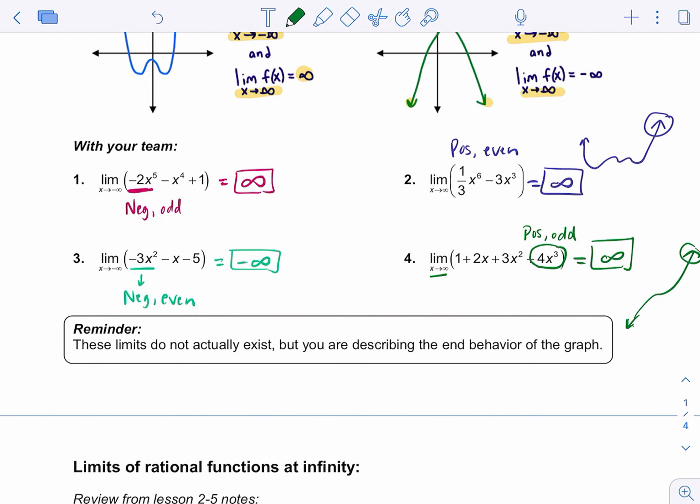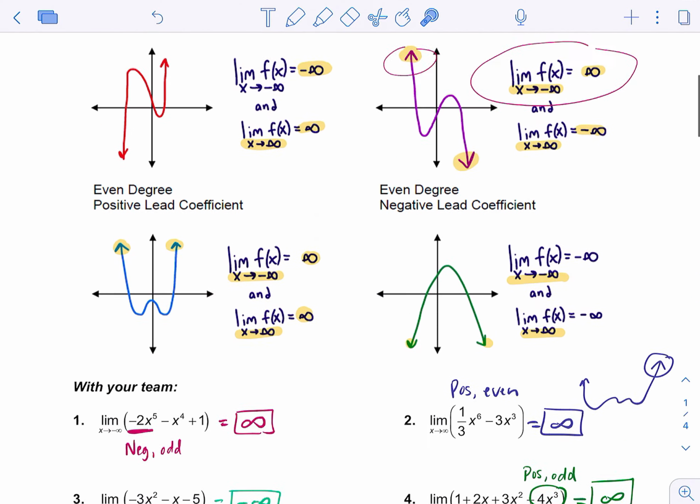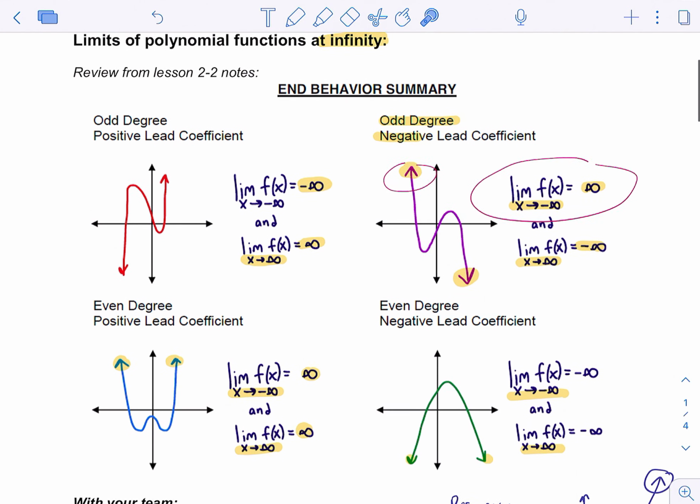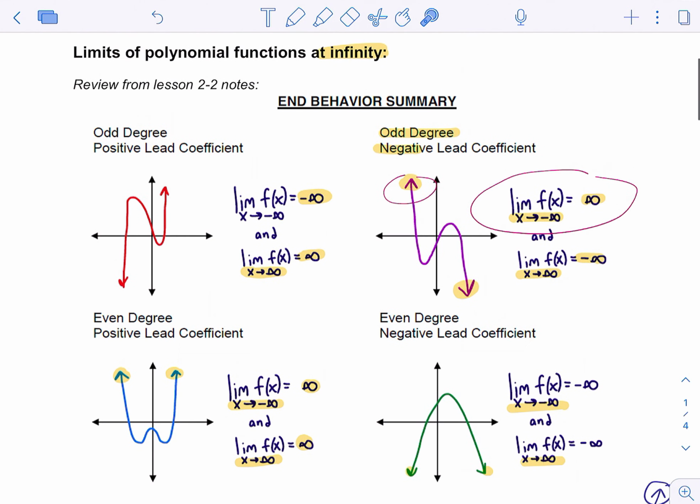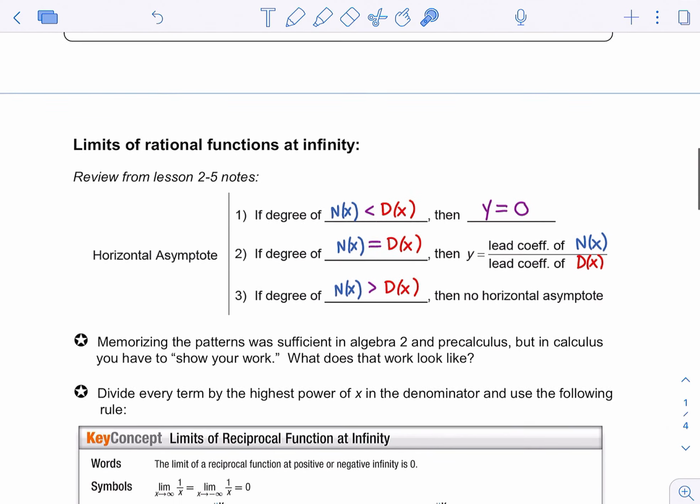All right, so one important note to remember is that these limits do not actually exist, but we are describing the end behavior of the graph. So if it's not a number, it's not actually a limit that exists, but we're using infinity to describe direction and behavior to tell us about this graph. So limits can give us specific values, but limits can also tell us general trends and behaviors. All right, so those are limits of polynomial functions. If it is a polynomial, if there are no fractions, if all of the exponents are whole numbers, we're going to use the end behavior summary to calculate this.